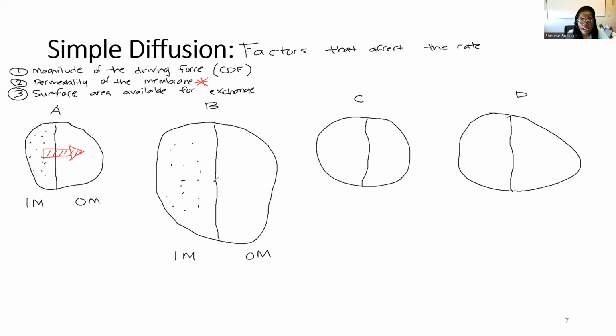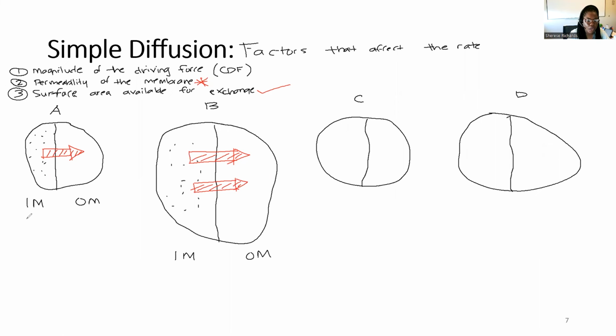But notice scenario B, we now have twice the length of the membrane. So we're going to have an even stronger rate of movement of particles across this side, right? So the rate of simple diffusion in scenario B is already twice the rate in scenario A, although the concentration gradient is the exact same, because this third factor comes into play, the amount of surface area available for exchange, right? So let's make a note of that here.